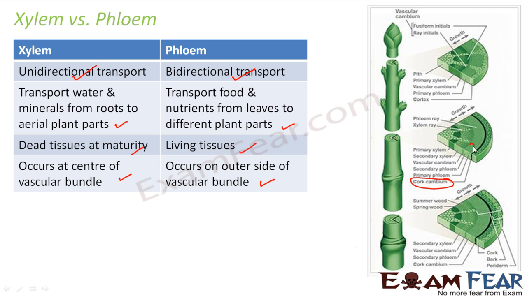So this portion is phloem and this portion is xylem. Xylem is on the inside and phloem is on the outside. The xylem and phloem along with the vascular cambium, this entire thing together forms the vascular bundle. Xylem lies at the center of the vascular bundle and phloem lies on the outer side of the vascular bundle. So now it is clear?